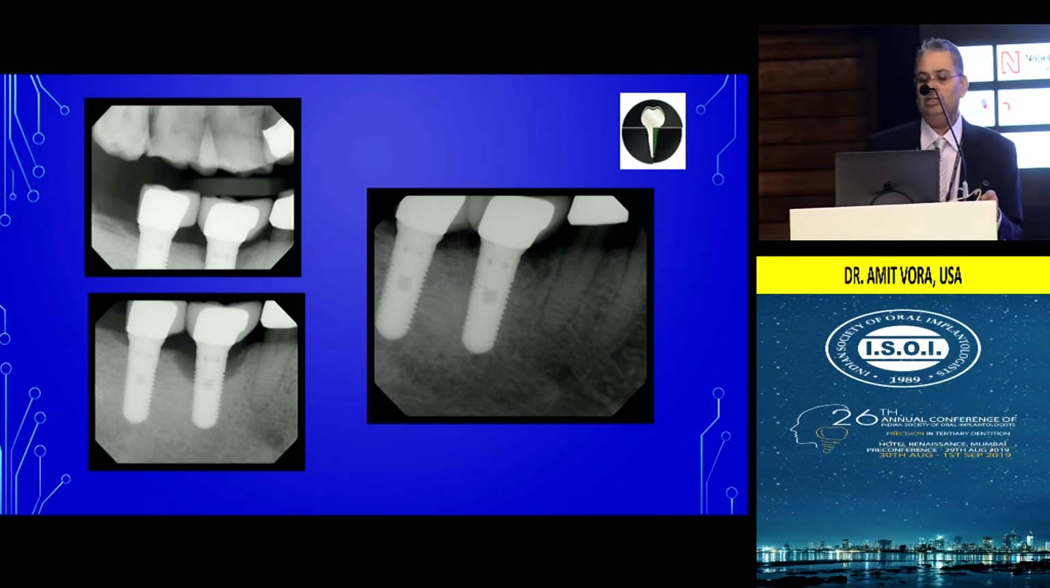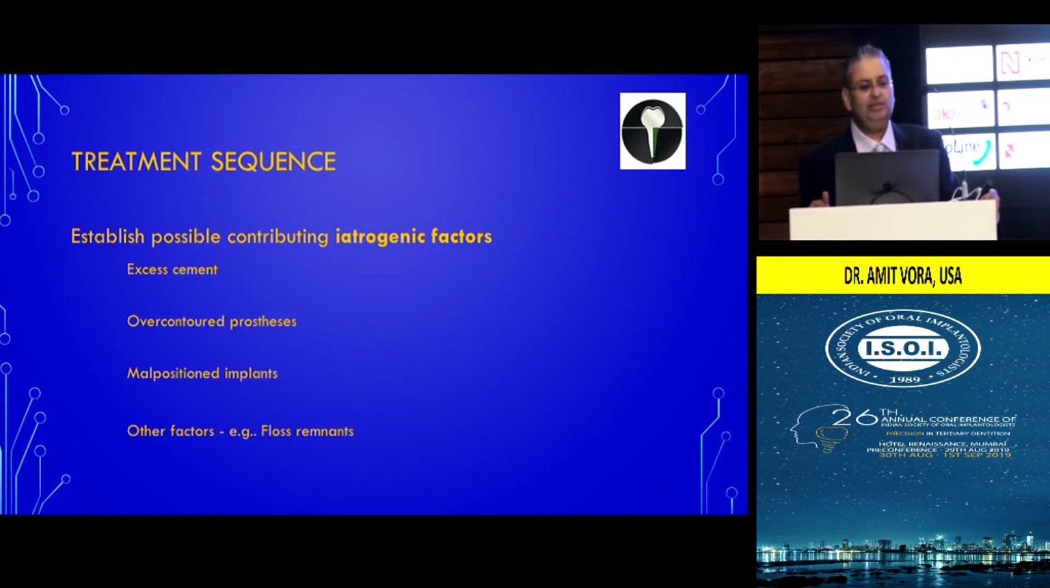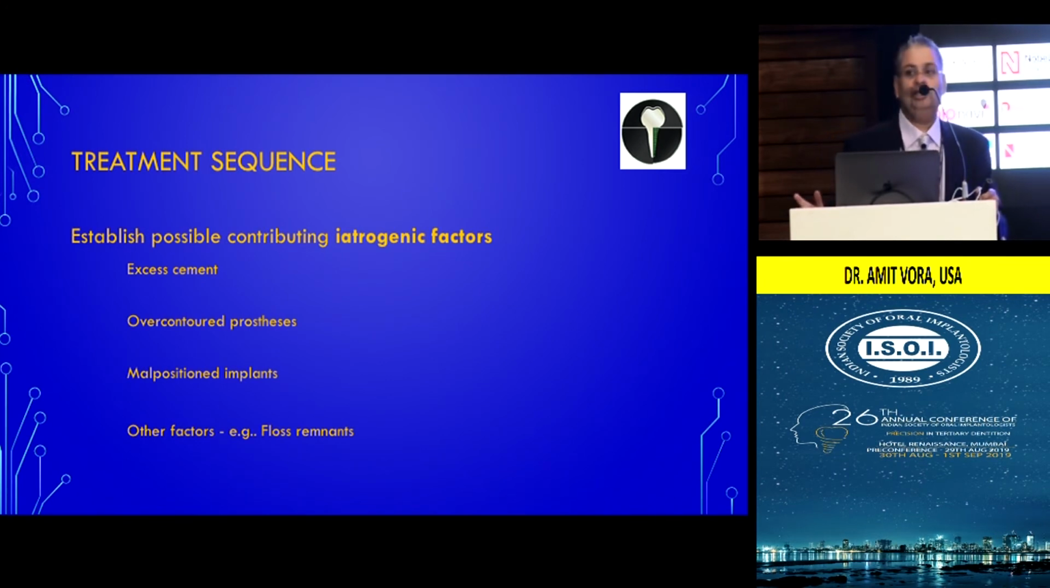So let's talk about the sequence of treatment. You want to establish any possible iatrogenic factors: excess cement, over-contoured prosthesis, any malpositioning of the implants or other factors. Floss remnants or cord. And I've removed both when I've removed a failed implant, where I saw cord wrapped around it. So I'm hoping you don't use it, but for most people who restore that I've spoken to, they don't use cords anymore, for implants at least. So I hope you don't, and if you do use it, make sure you remove it after the impression, because I've removed 2 implants where there was cord packed on it.